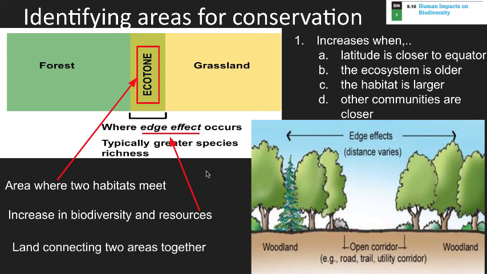And then land areas connecting, which we discussed earlier, is a corridor. The idea that there's a connection between 2 areas that allows for safe transport and travel for organisms in their conservation area.